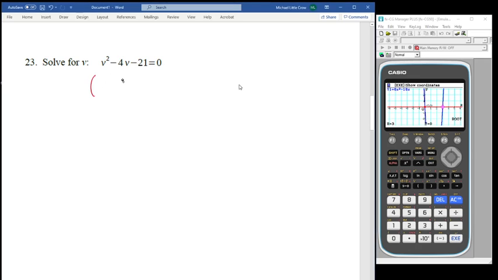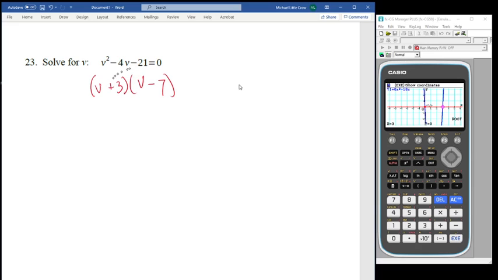So we could think, well, this is going to factor into v and v, right? That gives us a v squared. 21 is 7 times 3. There's our 21. And now which one? One of them has to be negative, and one has to be positive, because when we multiply them, we have to get a negative. And this negative 4 tells us that the bigger one is the one that's negative. You can FOIL this out. You'll see that that works.